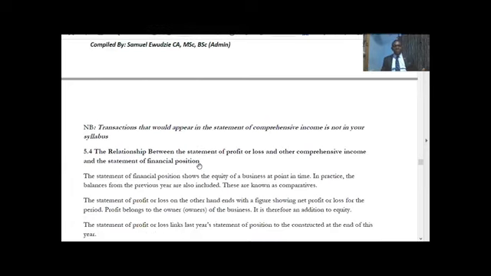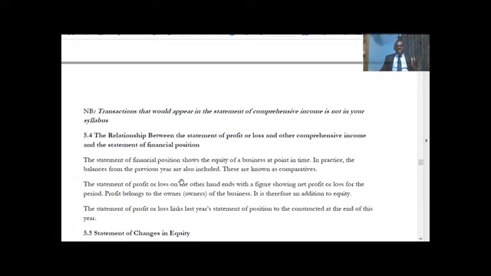Great. Now, let's look at the relationship between the statement of profit or loss and other comprehensive income and the statement of financial position. Don't forget that the statement of profit or loss and other comprehensive income is one statement, just divided into two sections, the profit and loss side and the other comprehensive income side. So we are looking at the relationship that exists between it and the statement of financial position.